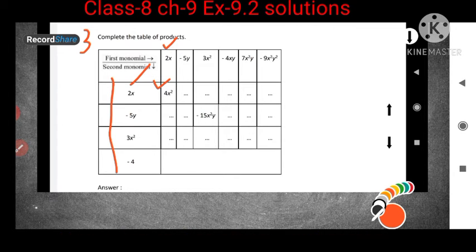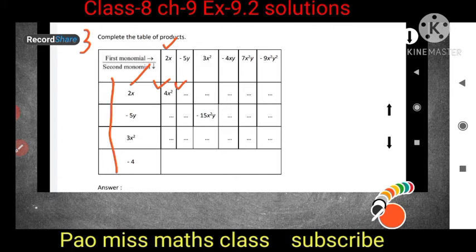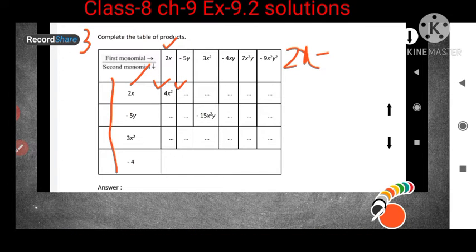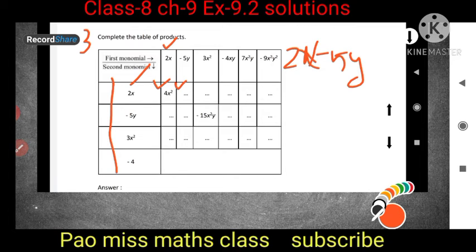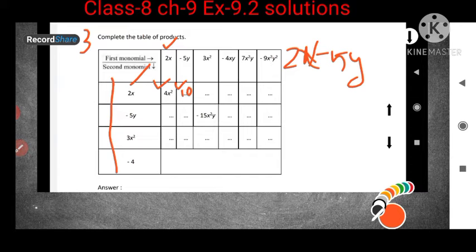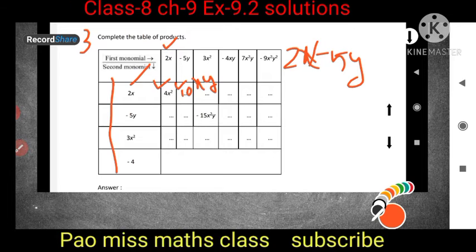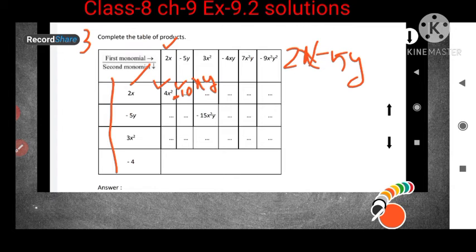Now the second one. Here, 2x will multiply with minus 5y. If the numbers get multiplied, it becomes 10. The variables will be x and y, so 10xy. But what will be the sign? The sign will be negative. In this way you have to solve this. Let me write this one downside.